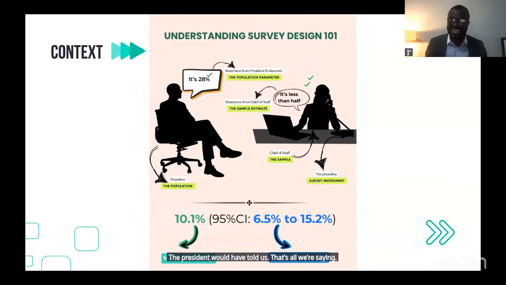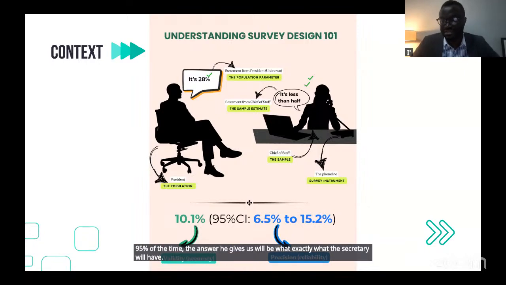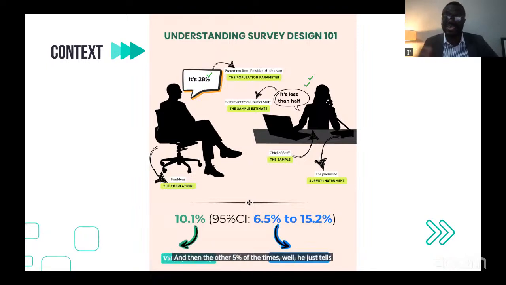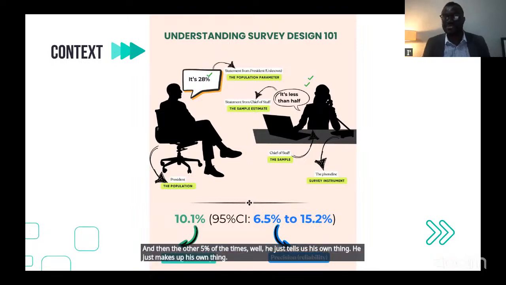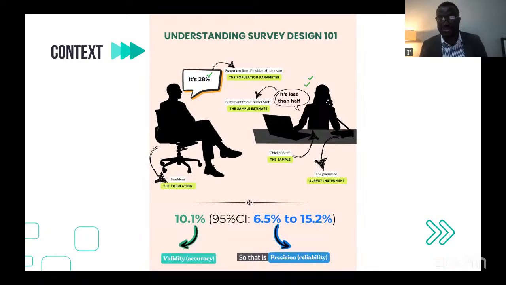So it's not complicated at all. We're saying that, Mr. Secretary, we grab him and ask him questions over and over. 95% of the times, the answer he gives us will be exactly what the president will have told us. And then the other 5% of the times, well, he just makes up his own thing. So that is the idea, right? That's what we're trying to understand in a very, very simple context.